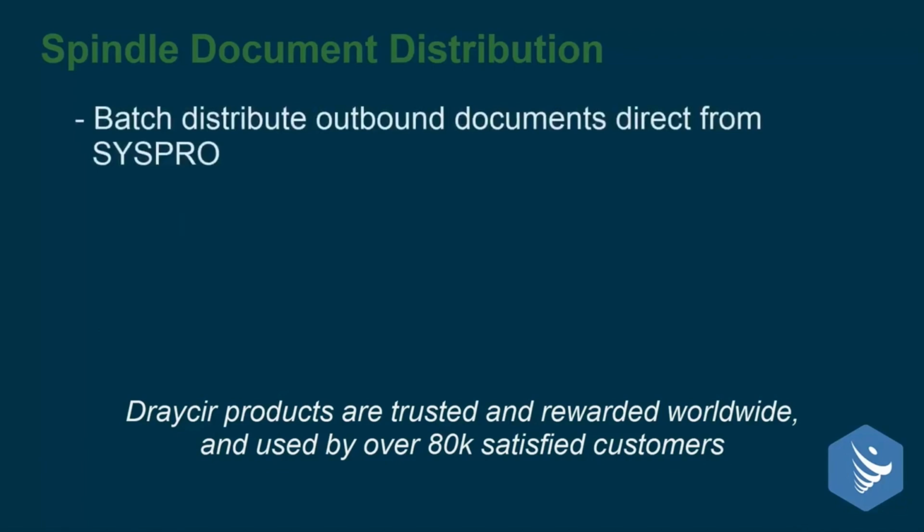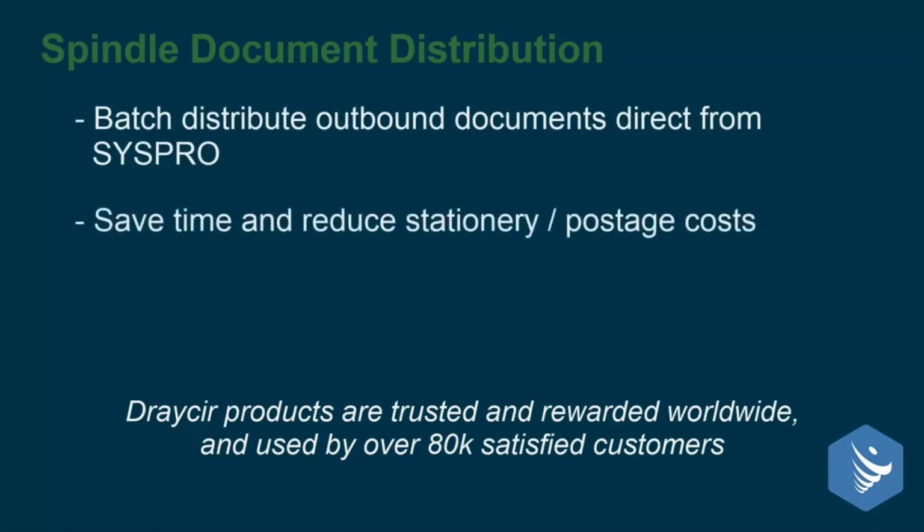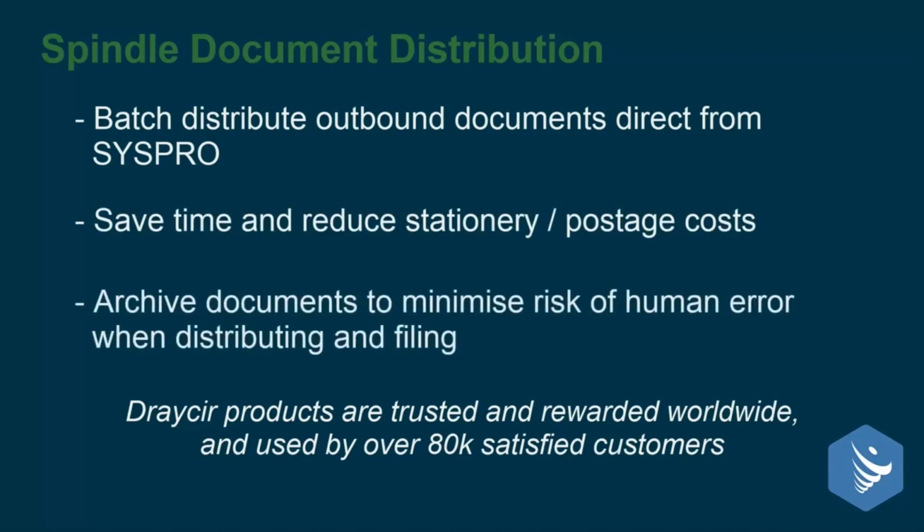Outgoing documents are batch distributed directly from Syspro, helping to save time and reduce stationery and postage costs. These documents can also be archived at the same time, minimising the risk of human error when distributing and filing documents, and helping towards achieving a paperless office.